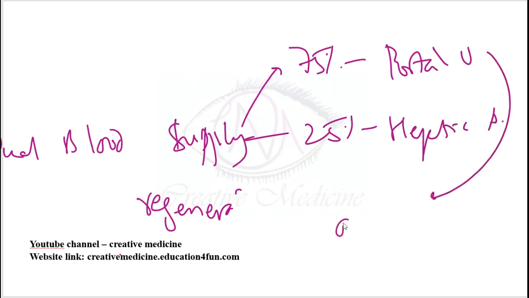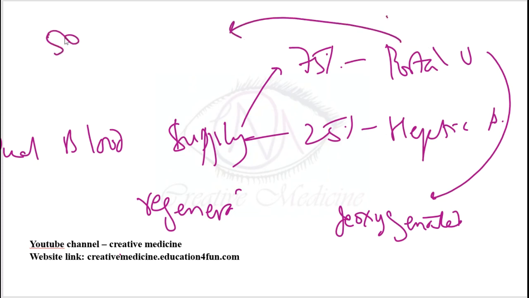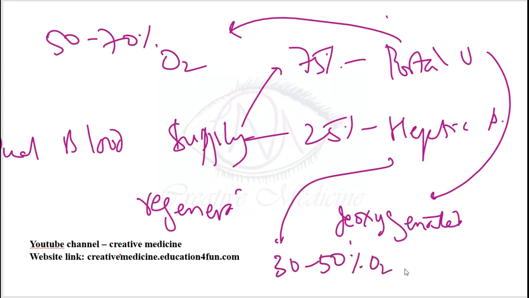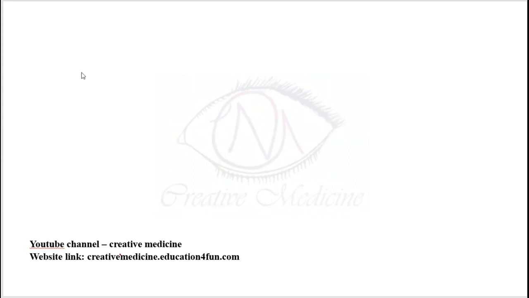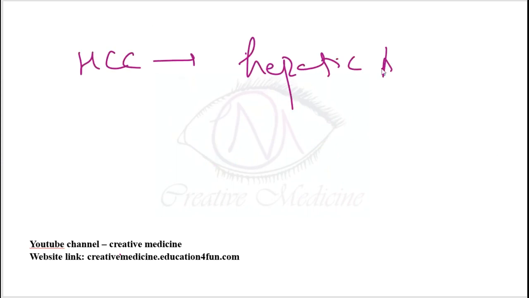The portal vein carries deoxygenated blood, so despite the fact that it provides 75% of the blood supply, the oxygen supply from the portal vein is only 50 to 75%, because of the deoxygenated blood, whereas the hepatic artery will supply almost 30 to 50% of the oxygen to the liver. Then hepatocellular carcinoma is mainly supplied by the branches of the hepatic artery.